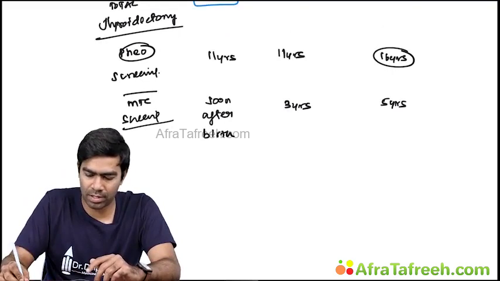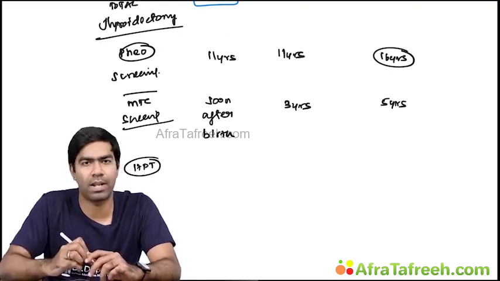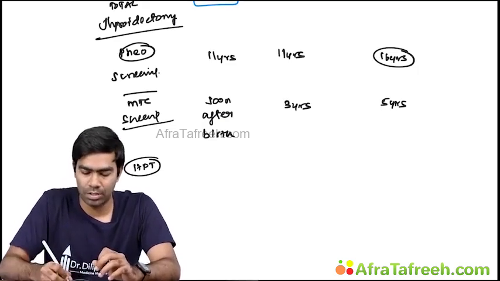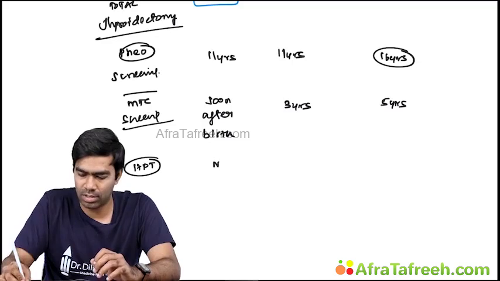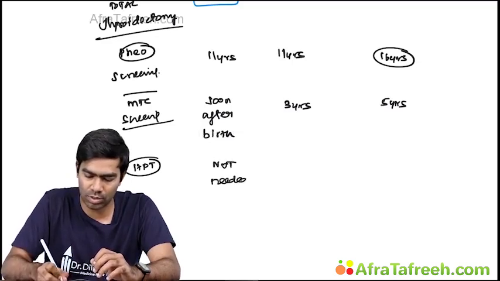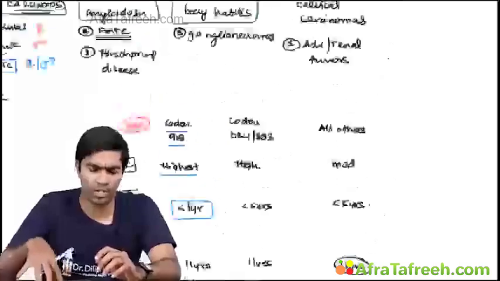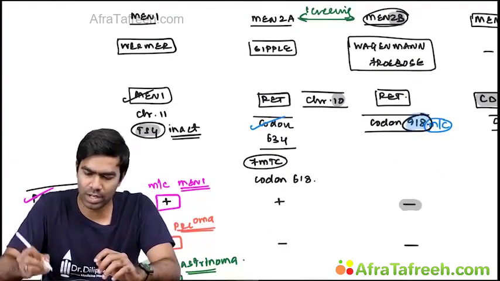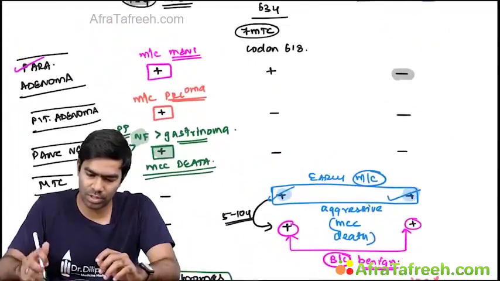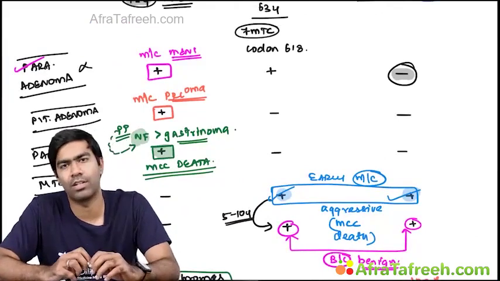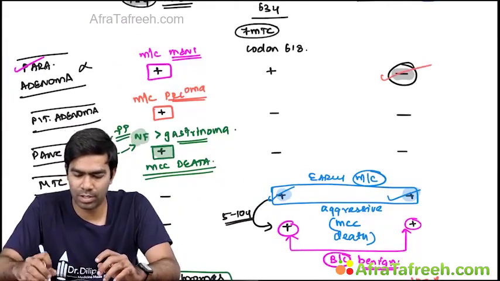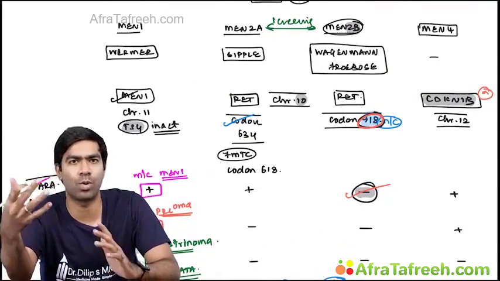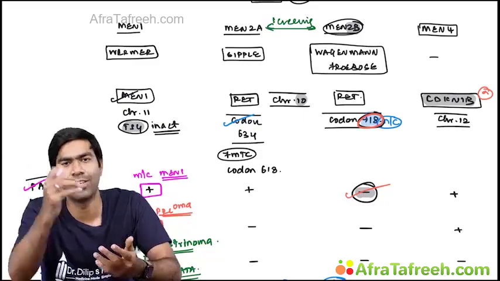And for hyperparathyroidism screening, because of the parathyroid adenomas. So remember, for 918, it's not needed because this is not associated with hyperparathyroidism. You can go back and check. I told you MEN2B is usually associated with 918, and you actually don't get a parathyroid adenoma. So I'm clearly telling you, don't screen for hyperparathyroidism if the patient harbors a 918, because the characteristic feature of this 918 codon mutation of the RET proto-oncogene is not to produce parathyroid adenomas.